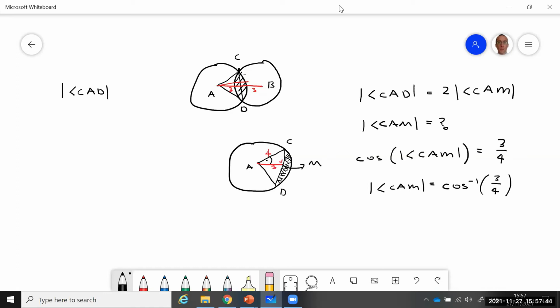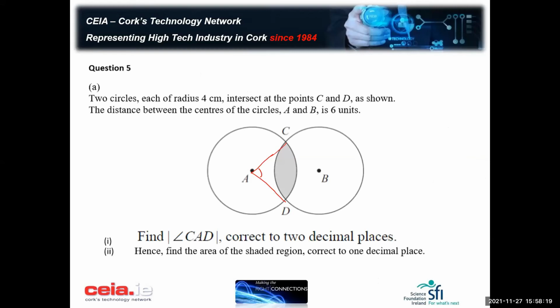Therefore the measure of angle CAM equals, if you were just to look up in your calculator, 41.409. Therefore, we said earlier on that the measure of angle CAD, the much larger angle, is twice the measure of angle CAM. Therefore, the measure of angle CAD is 82.82 degrees.